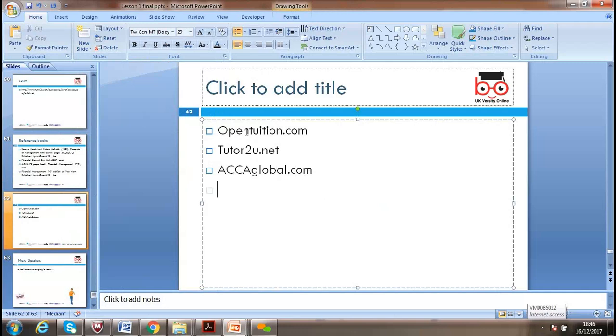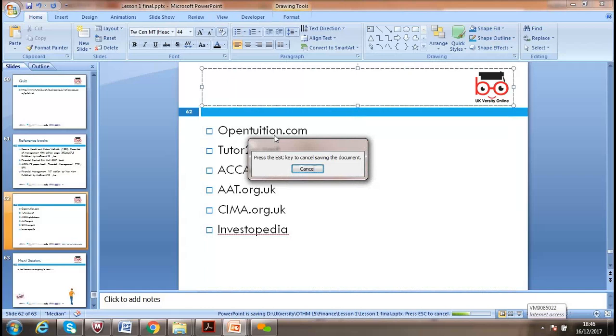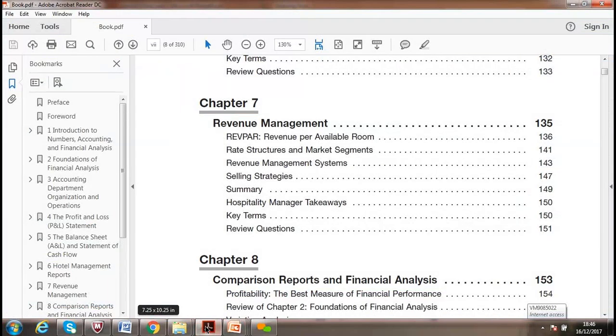Global.com, ATHE.org.uk, CIM.org.uk. These websites are quite useful. There is also Investopedia.com, which is normally not a proper academic source. These are the websites you can use, which are quite good, like when you're writing about the purpose of accounting and things. You also need to write the references as well.